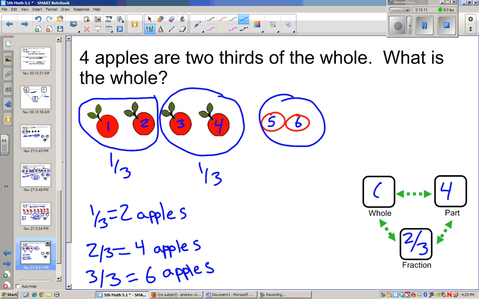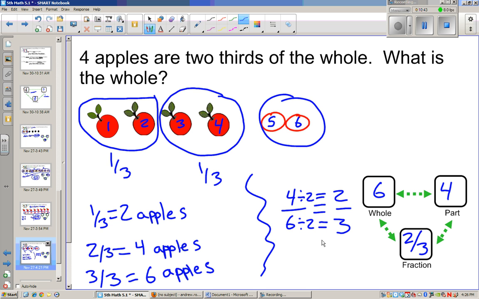So I'm going to put that over here in the whole. And then let's check it again like we have been. Our whole is 6, so that becomes our denominator. Our part is 4. And we're saying it should be equal to 2/3. So 4, how can we turn a 4 into a 2? Well, I think we can just divide it by 2. Whatever we do to the top, we have to do to the bottom. So 6 divided by 2, does it equal 3? Yes, it does. So 4/6 and 2/3 are equal.